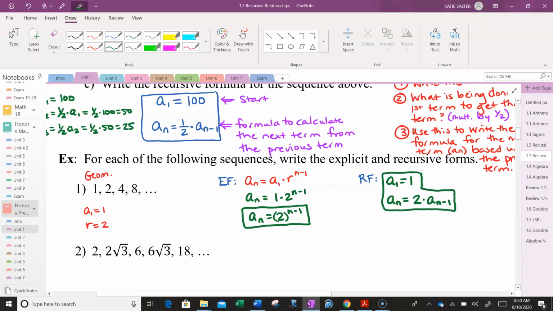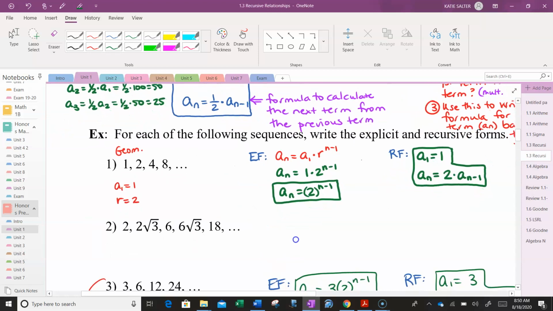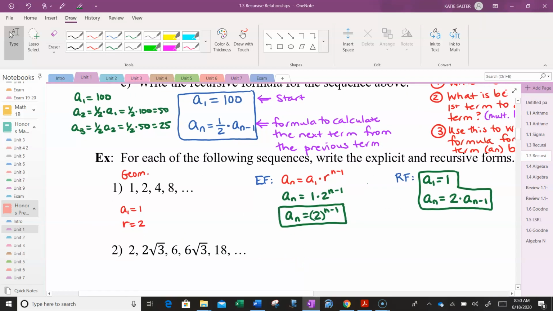All right, so let's look at the next one. This one might be a little bit weird. You might be like, I'm not real sure. But remember, that's obviously not arithmetic. It's not adding the same number or subtracting the same number. If you're not sure what the pattern is and you want to know if it's geometric, just take any term and divide it by its previous term.